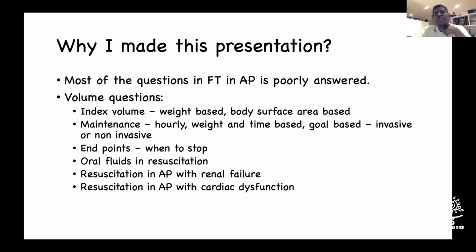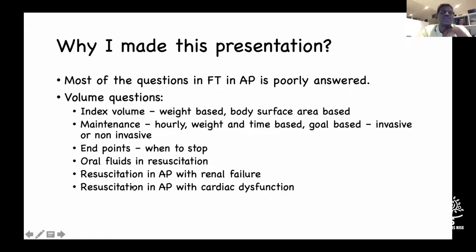I had a unique experience in which I had to manage a patient on a moving train. So we had no IV fluids, and we managed them with oral rehydration solutions for resuscitation, and it worked very well. He did not develop necrosis.